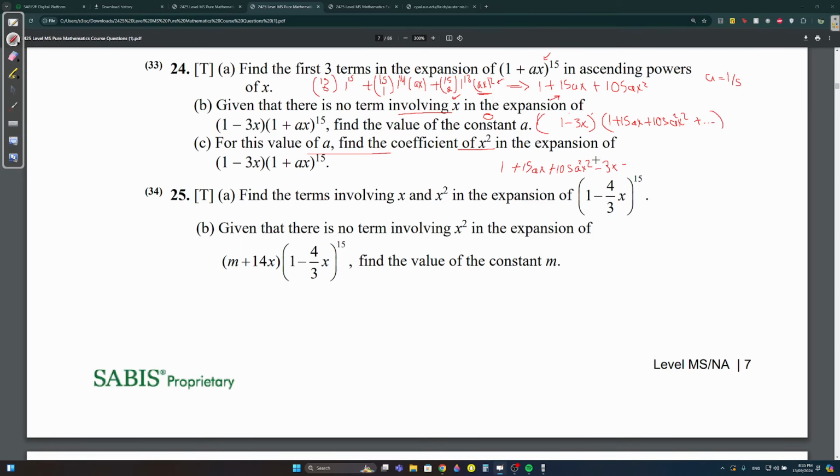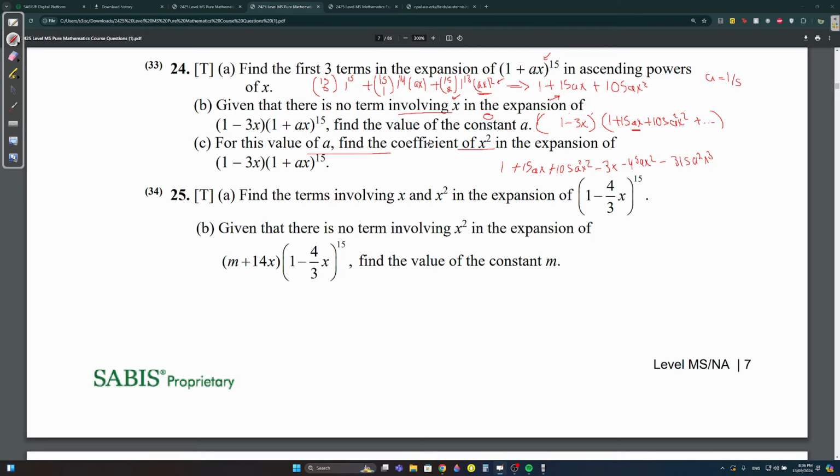1 times this should be a squared x squared. Minus 3x times 1 is minus 3x. Minus 3x times 15ax is minus 45ax squared. Here it stays ax squared because this is just ax. It was to the power of 1, so it stays ax. But here, when I multiply minus 3x times this, I'm going to get x cubed. We don't want x cubed, but I'm just going to expand because I'm expanding the whole thing. Minus 3 times 105 is minus 315 a squared x cubed. Okay.